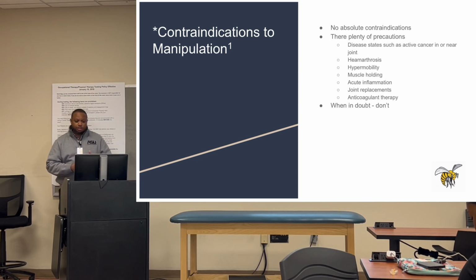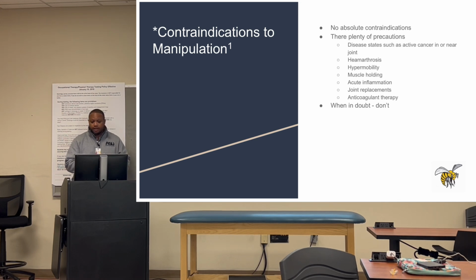These are contraindications to manipulation. There are no absolute contraindications, but there are plenty of precautions. Disease states such as an active cancer in or near the joint: if you have a person with active cancer near or in the joint, you do not want to do manipulation of that joint. If they have hemarthrosis, what does that mean? Hemarthrosis is blood in the joint. If they have blood in the joint, they need to be aspirated, like yesterday. So you would not do joint mobilizations in a joint that has blood in it.